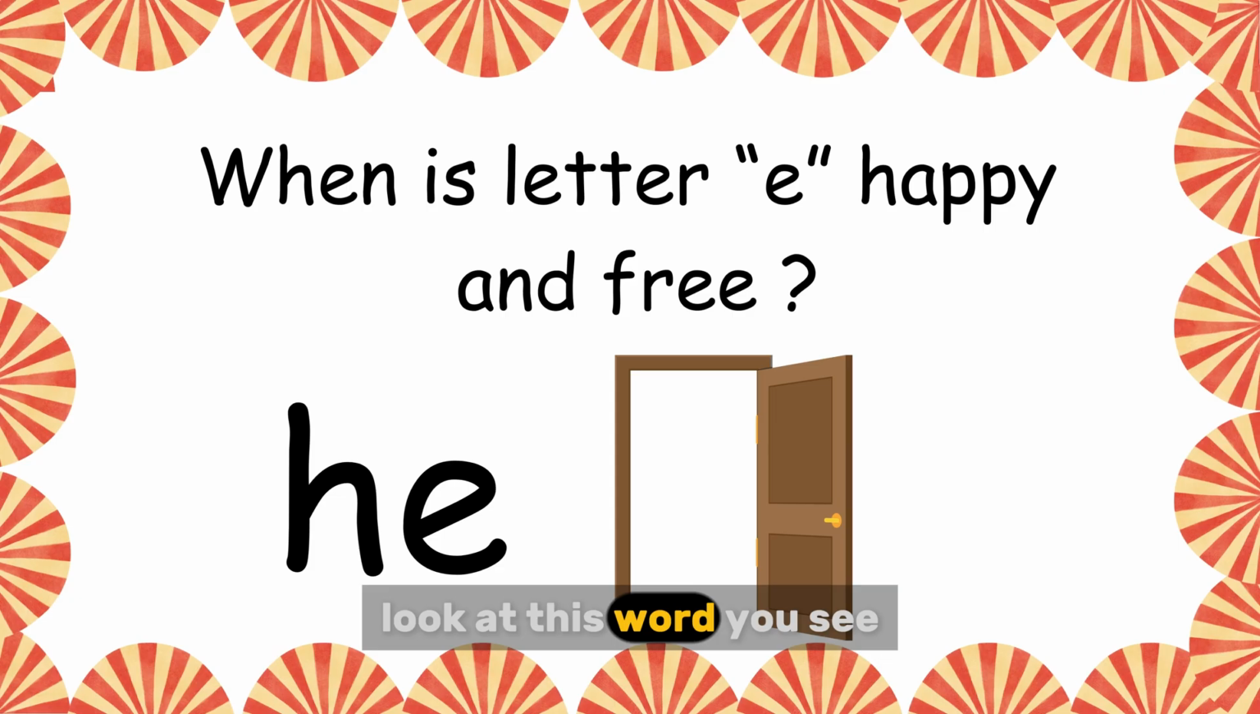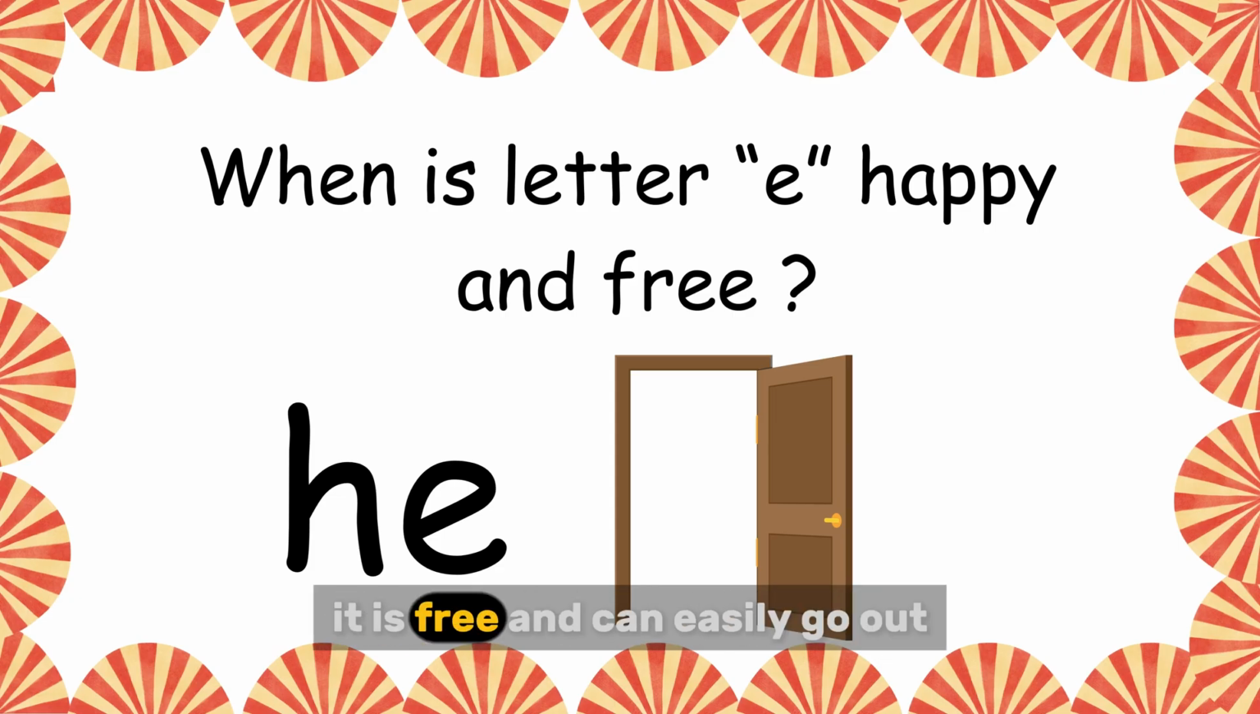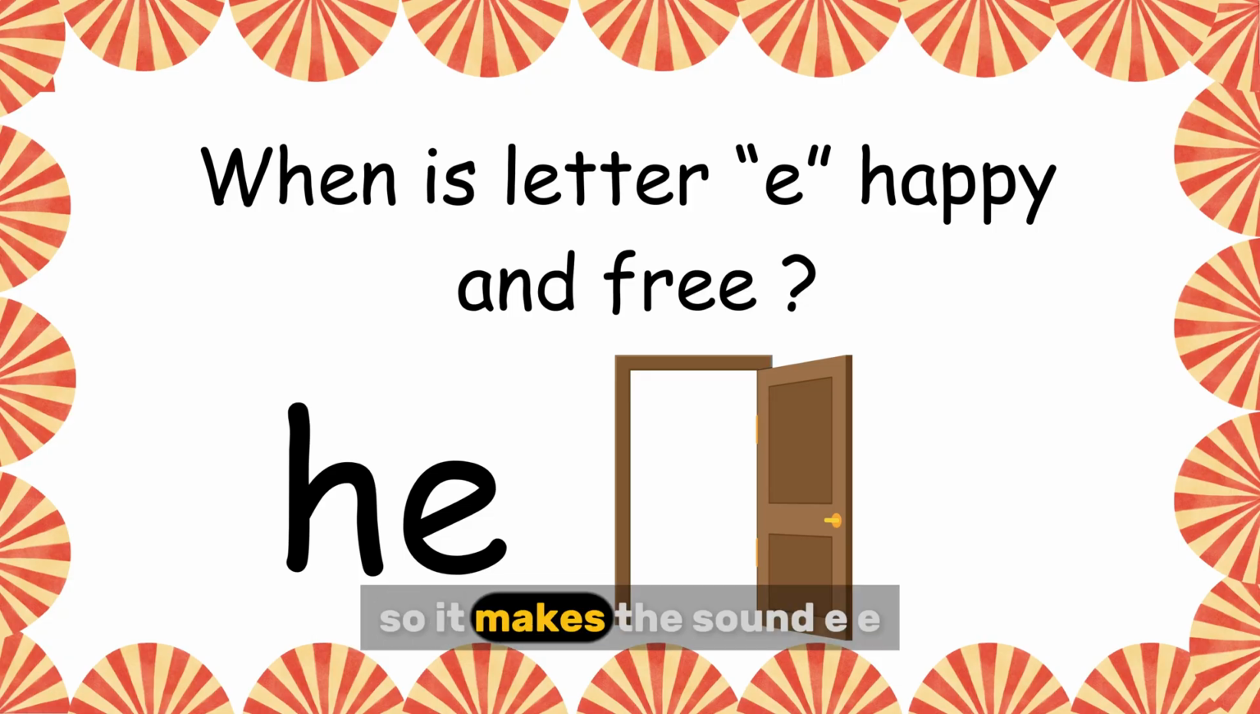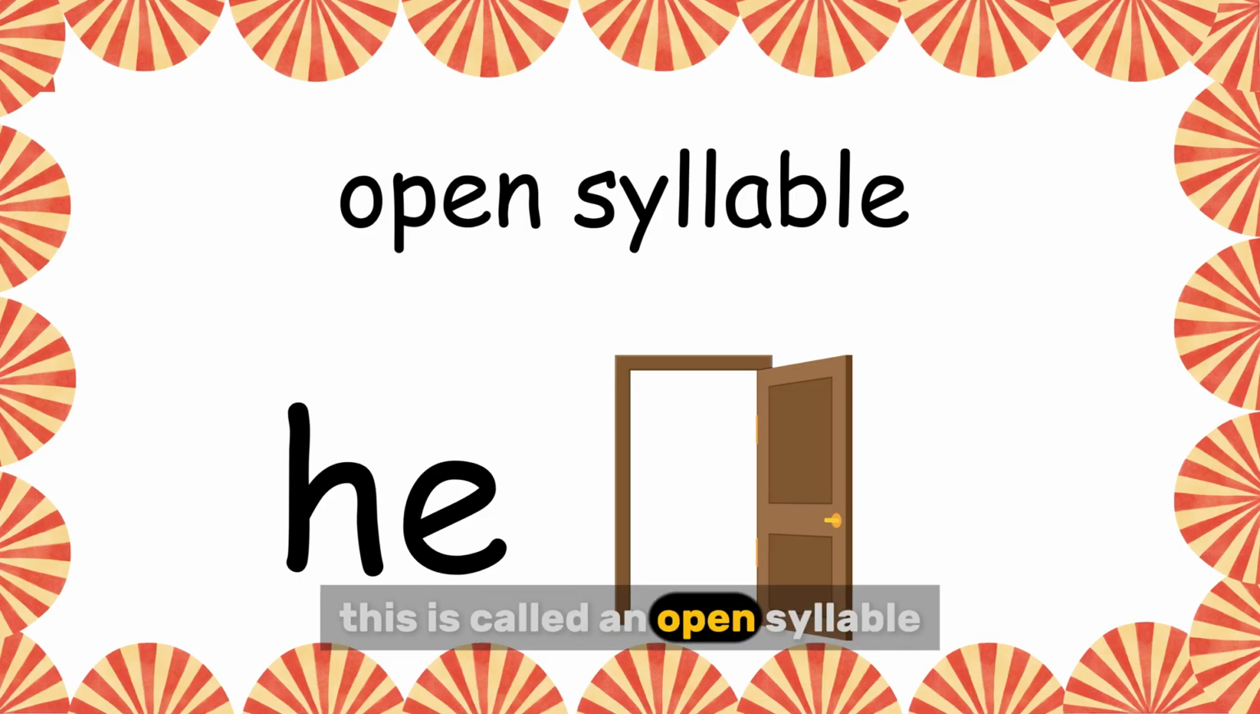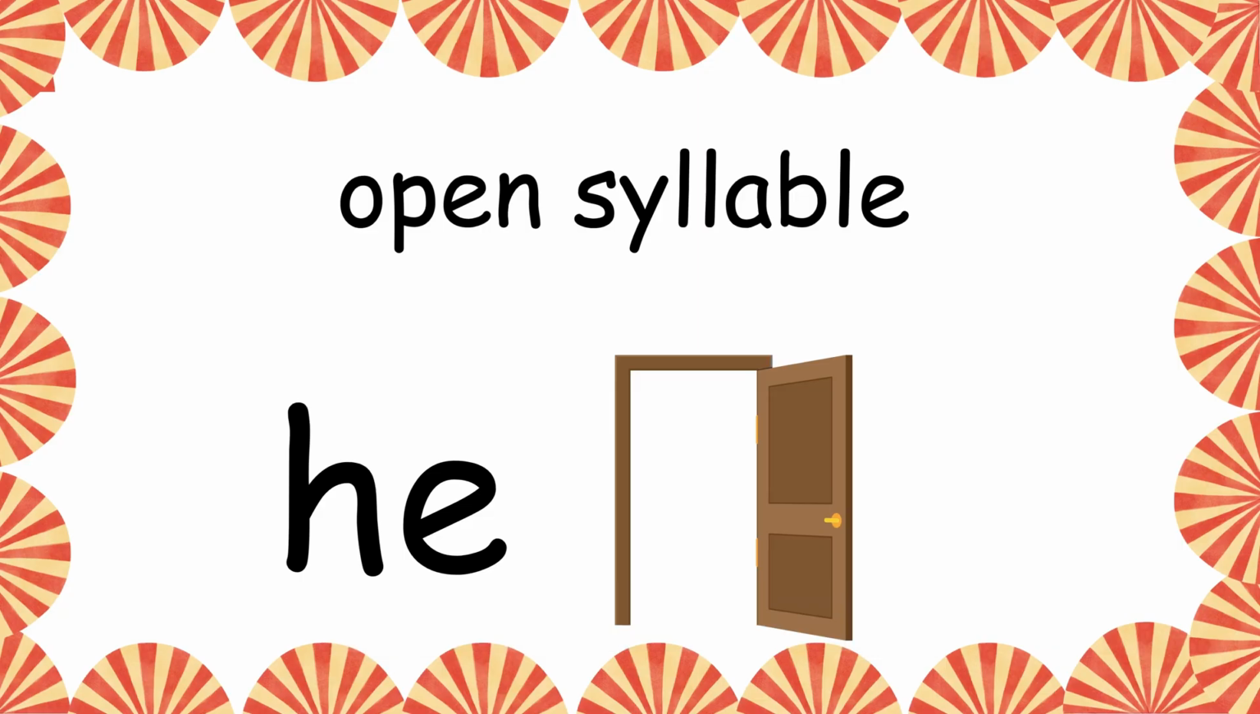Look at this word. You see letter E is the last letter. It is free and can easily go out. So it makes the sound E, E, because the letter E is happy. This is called an open syllable.